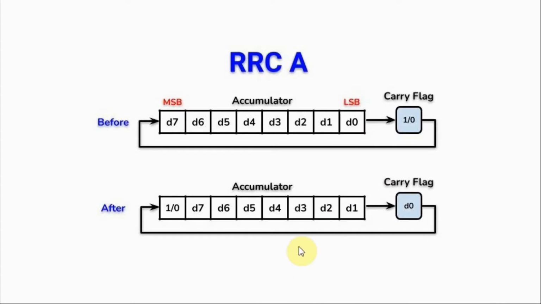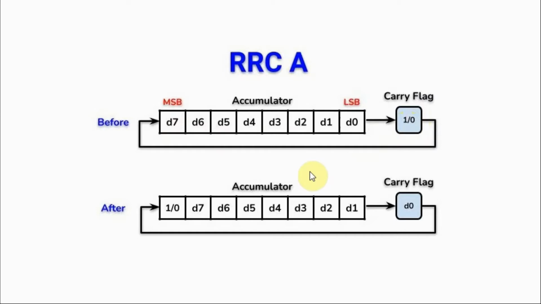This diagram demonstrates the rotate right through carry instruction. So this is the accumulator before the instruction is executed. It has a byte where D0 is the least significant bit and D7 is the most significant bit. And the carry flag would have a value of either 1 or 0.